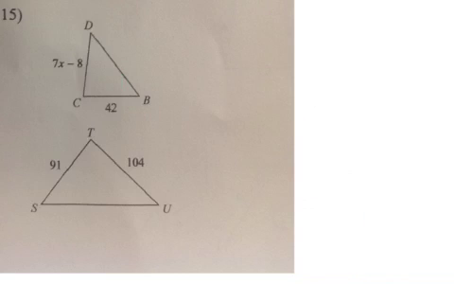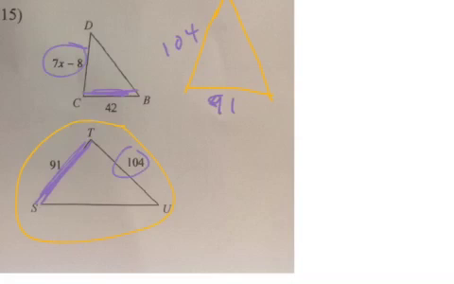Okay, one more problem. Again, when you look at this, notice that this triangle down here happens to be in the wrong position. And again, you don't have to redraw it, guys, but sometimes it helps as you redraw it to think about which sides match up with each other. And hopefully you realize that this 91 here has to match up with the 42 because they're both the shortest sides of their triangle, aren't they? And by deduction, the 104 here is going to match the 7x minus 8 over there.